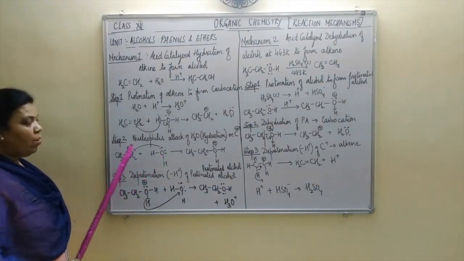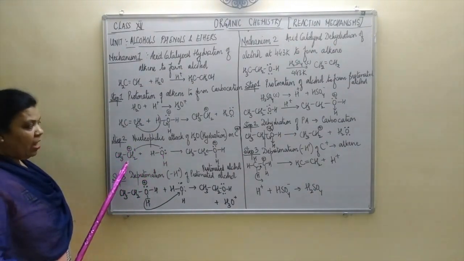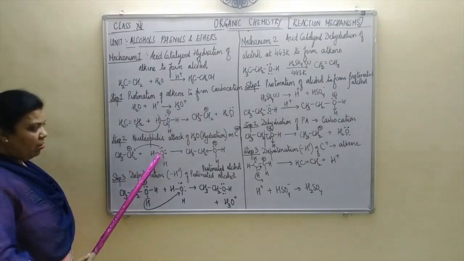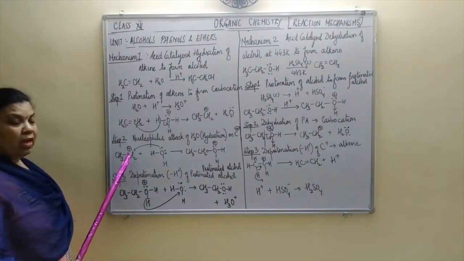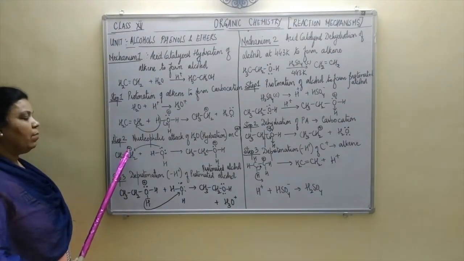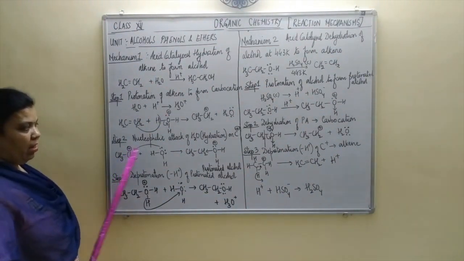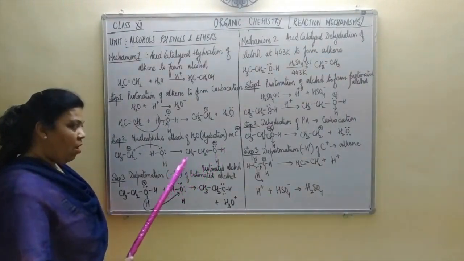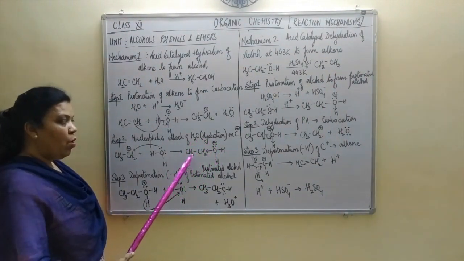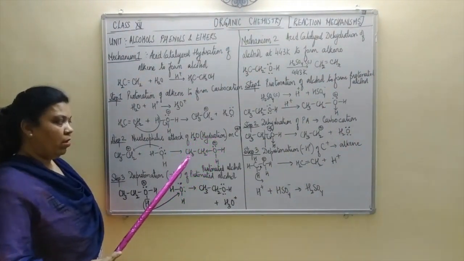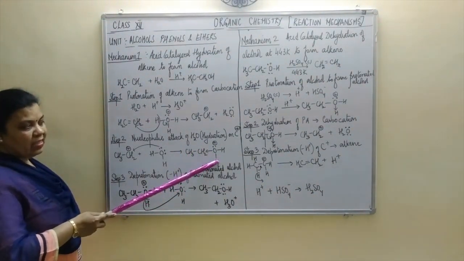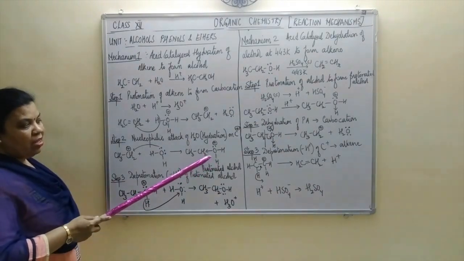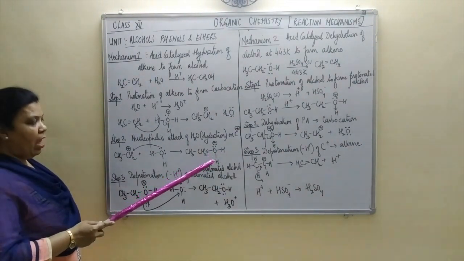This water now attacks the carbocation, and when it attacks, the oxygen, which has 2 lone pairs, forms a coordinate bond with the carbon bearing the positive charge of the carbocation. This species, which is now formed in the second step, is called protonated alcohol. Protonated alcohol means alcohol to which an extra proton gets attached.